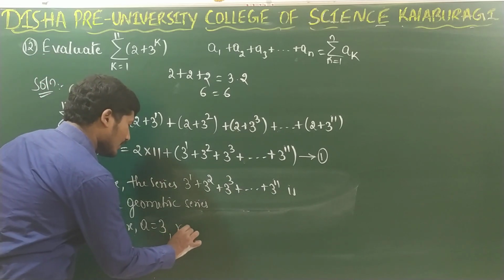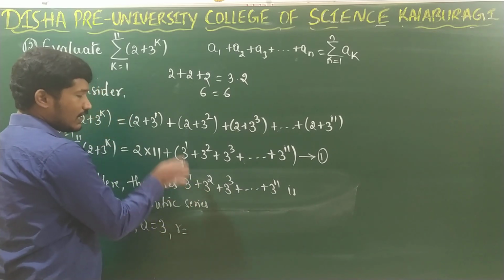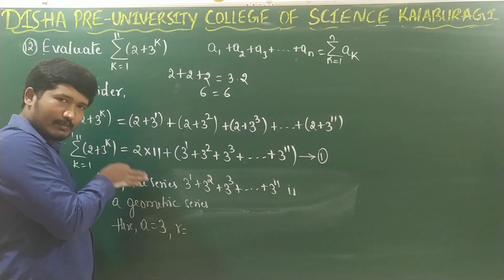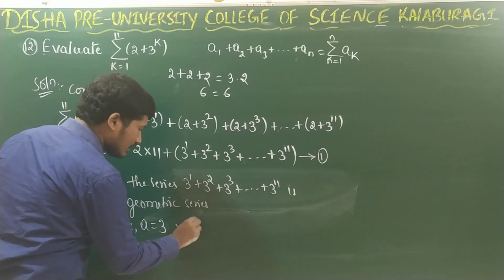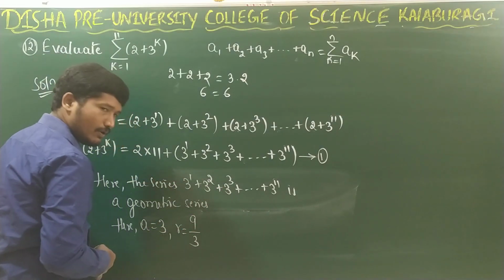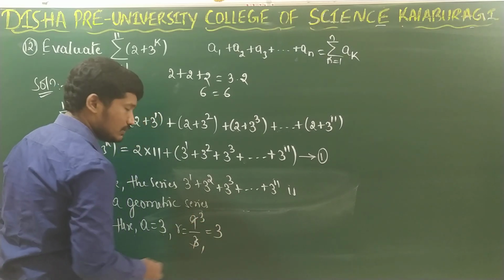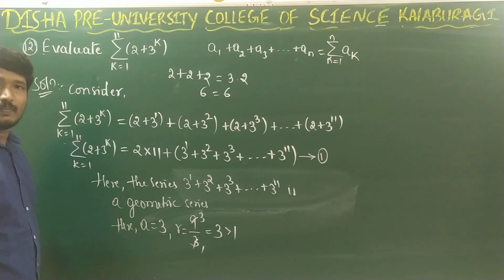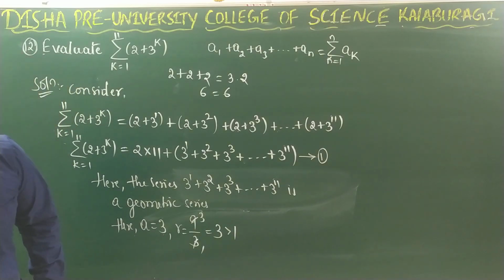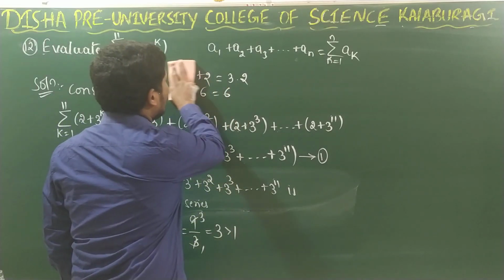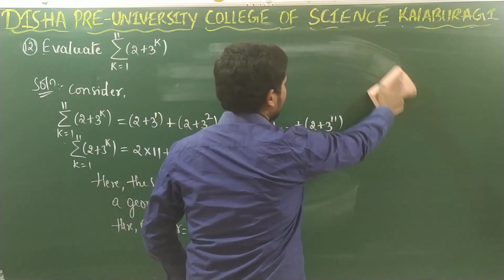Next, common ratio is 3 square divided by 3. That is A2 divided by A1. 3 square is nothing but 9, divided by 3 power 1 is 3. So 3 ones are 3, 3 3s are 9. So the common ratio is equal to 3. It is greater than 1. Right? So when the common ratio is greater than 1, what formula we use to calculate the sum?